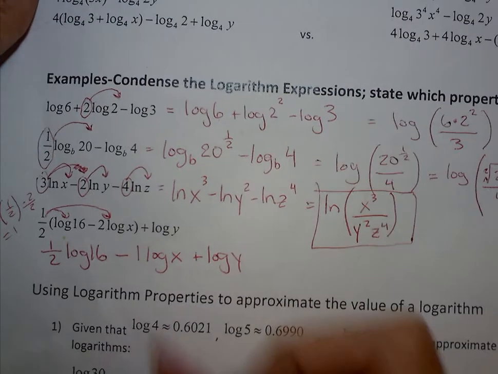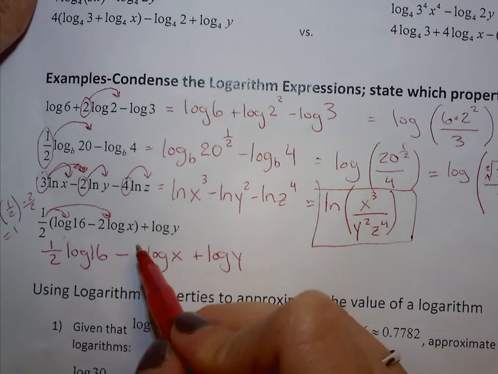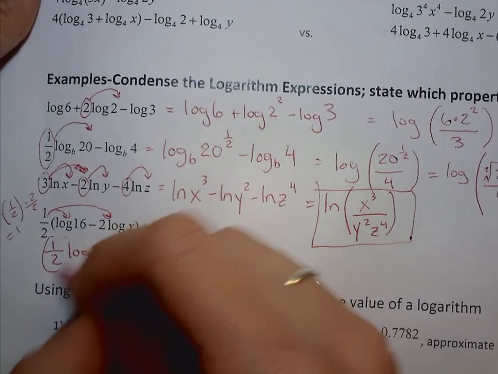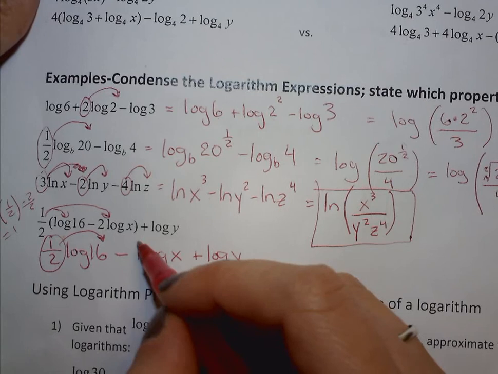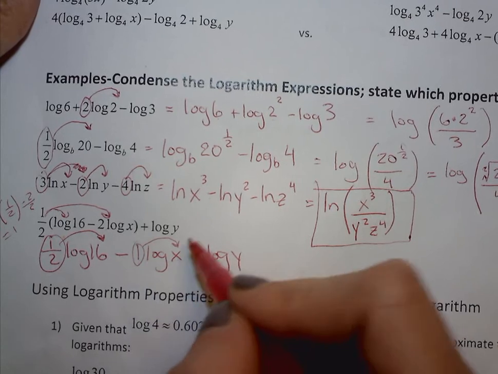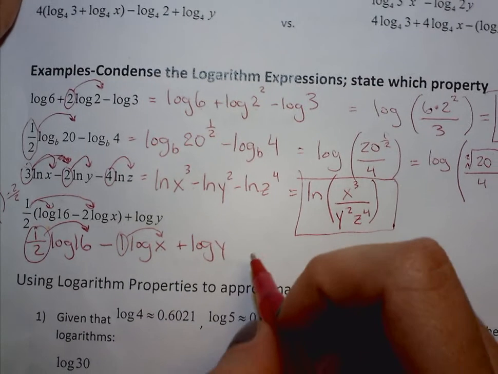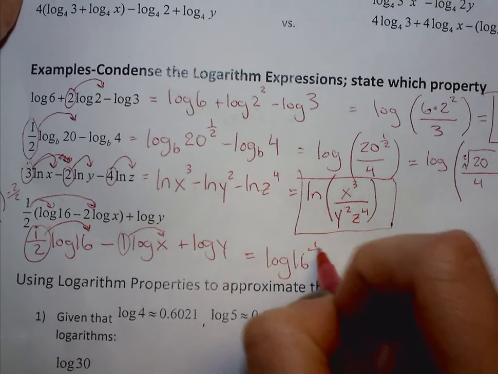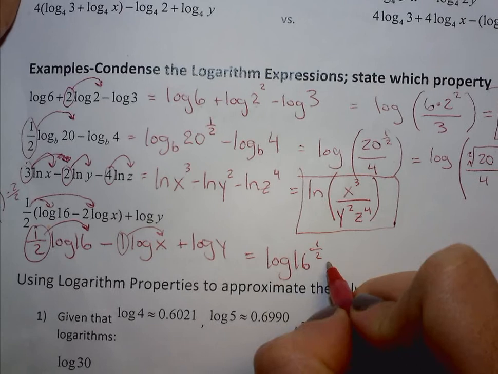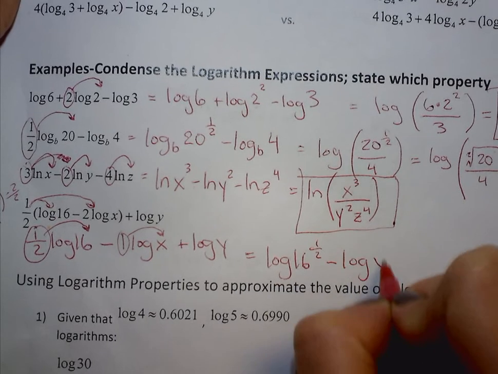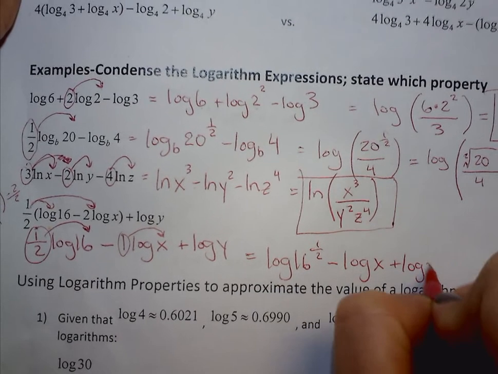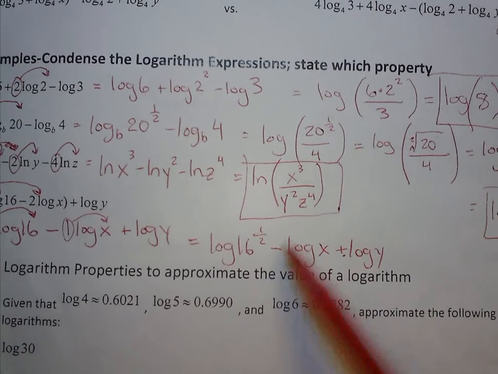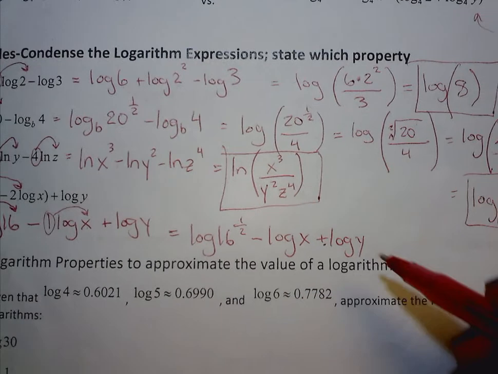So I don't really need this minus 1 here. This 1 is invisible, so you can kind of ignore it. But this 1/2 needs to go up as an exponent. Again, you could bring this 1 as an exponent, but x to the first power is just x. So this gives me log of 16 to the 1/2 minus log of x plus log y. Whenever I see addition, that means it's going to be in the numerator. When I see subtraction, it's going to be flipped to the bottom, to the denominator, because it's dividing.